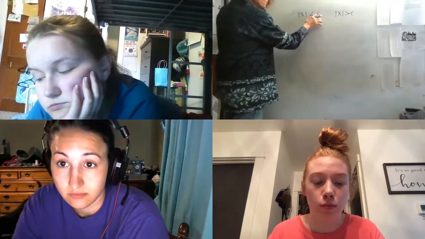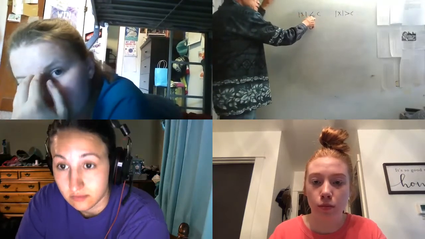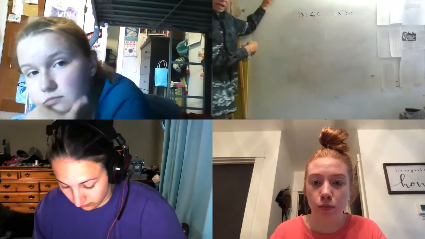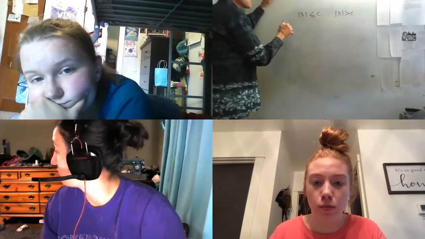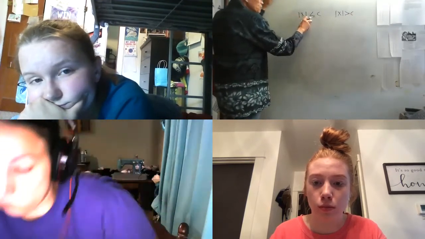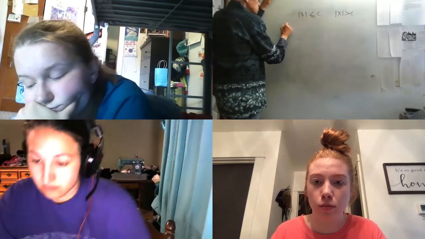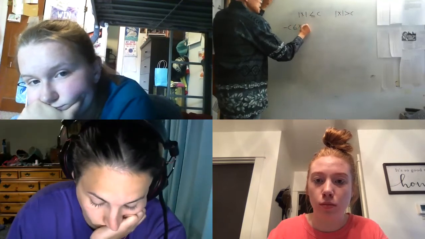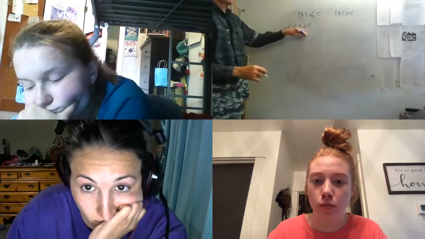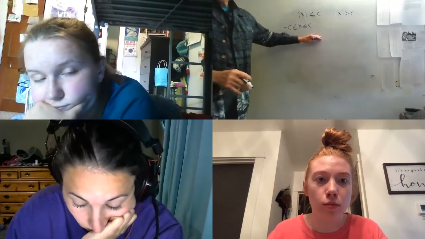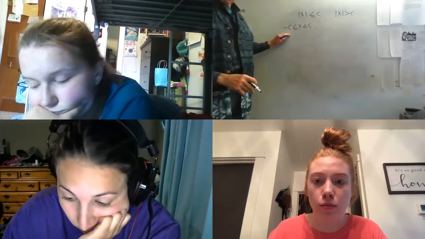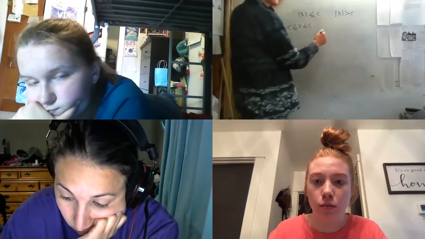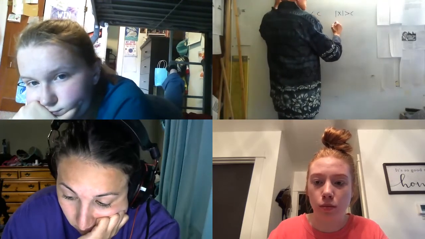Here's how you get rid of it. If you have the orientation pointing to the left, then it's real easy to get rid of the absolute value bars. You just write minus c is less than or equal to x, which is less than or equal to c. And you go ahead and solve. You're done. Isn't that easy? If it's pointing left. If it's pointing right, then you have two cases.